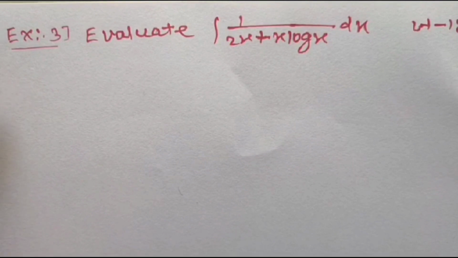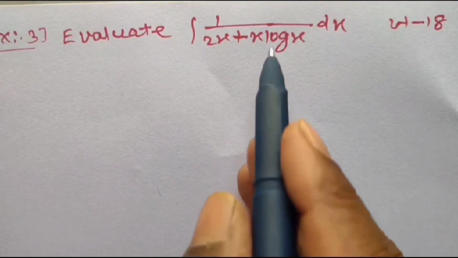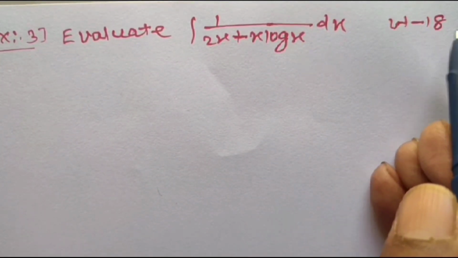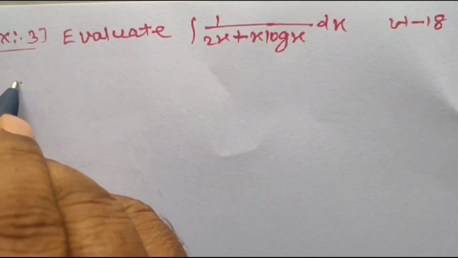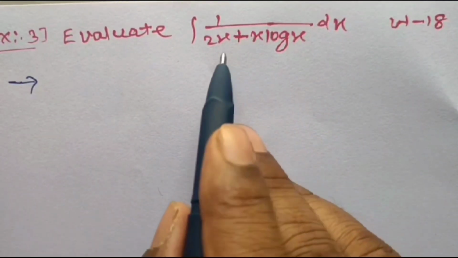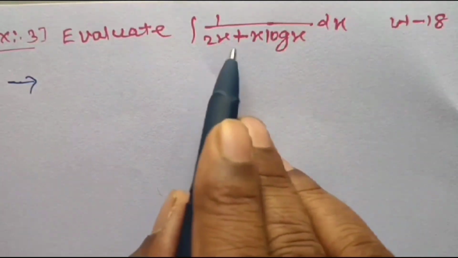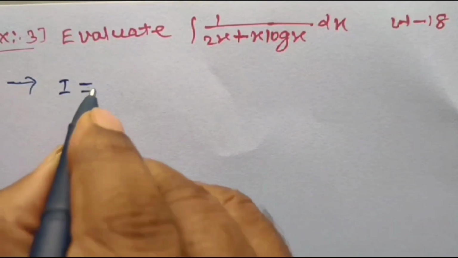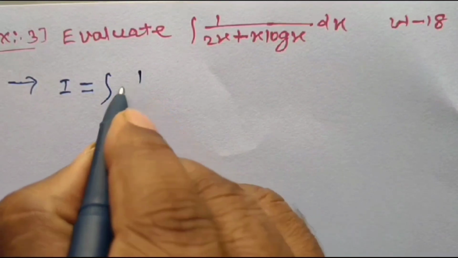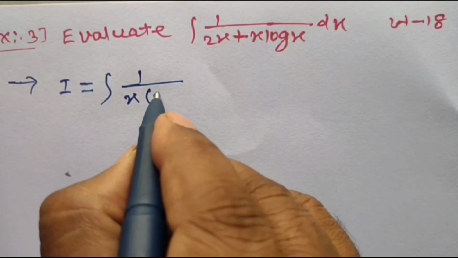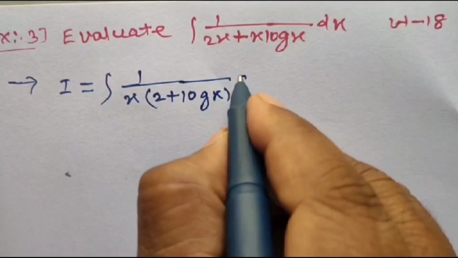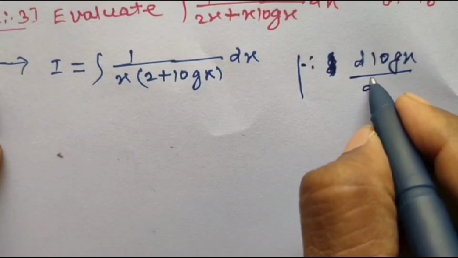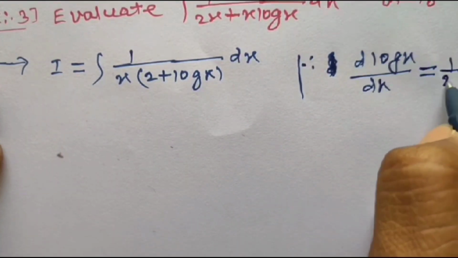Let us solve sum number 3. Evaluate integral of 1 upon 2x plus x into log x integral with respect to x. This sum appeared in winter 2018 for 2 marks. Let us evaluate this integral. First of all, you can take x common from the denominator because both the terms contain x. Taking x common, we can express the integral like this: I is equal to integral of 1 upon x into bracket 2 plus log x integral with respect to x. Now you know this formula, the derivative of log x with respect to x is equal to 1 upon x.